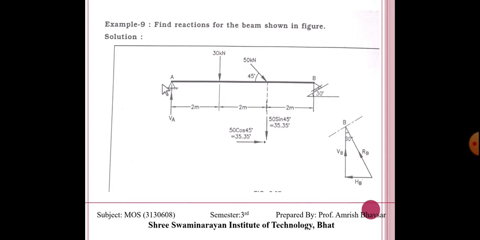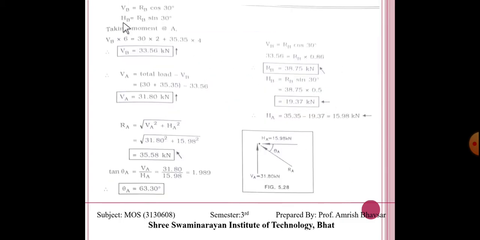So first we have to take moment at A. Clockwise moment is equal to anti-clockwise moment. So anti-clockwise moment is equal to VB into 6. First VB and RB, we are taking moment at A. VB into 6 is equal to 30 into 2 plus 35.35 into 4. So we will get VB is equal to 33.56.